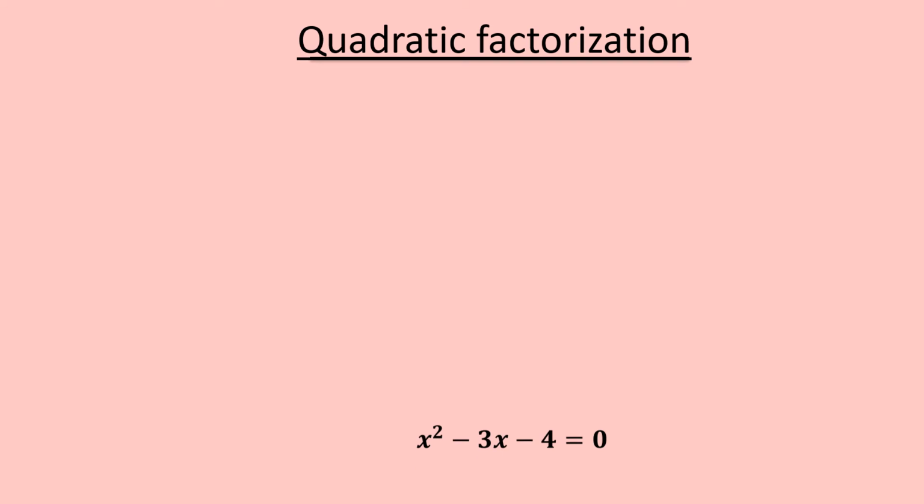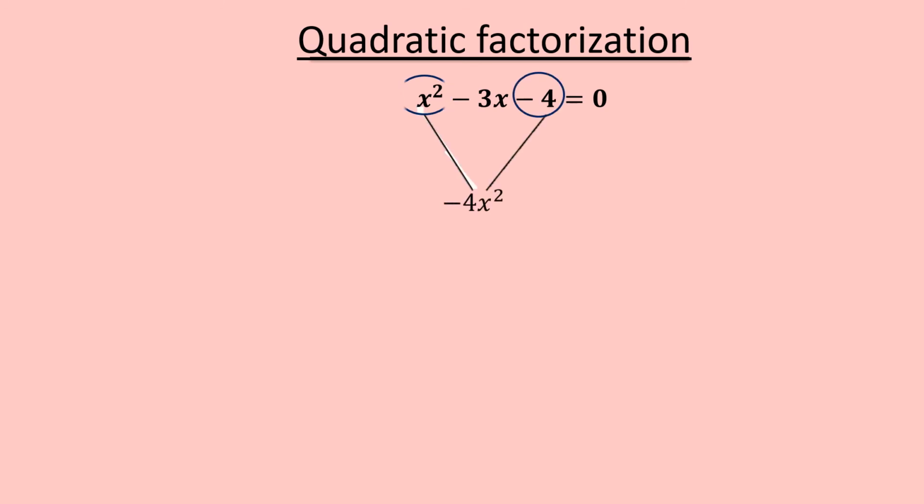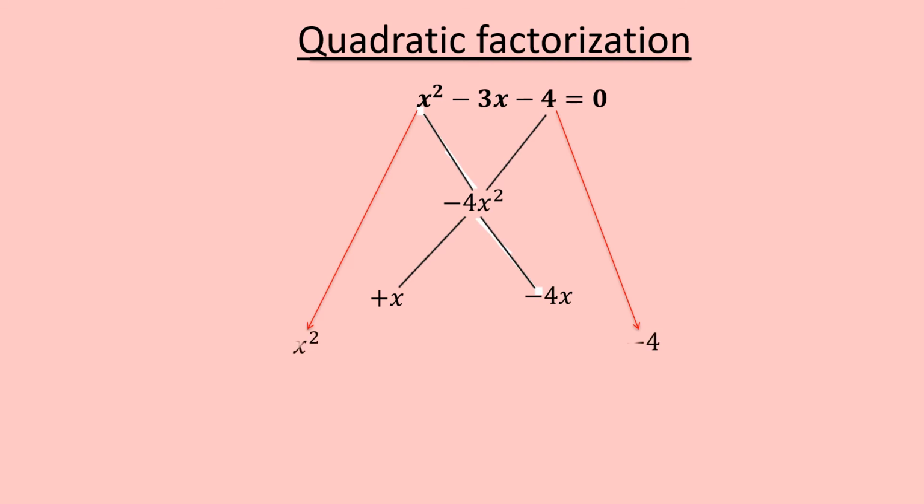Let's consider quadratic factorization for example. x squared minus 3x minus 4 equals 0. In this case, we multiply x squared with minus 4, and we arrive at minus 4x squared. Now we consider two factors. When we multiply, we get minus 4x squared. When we add up, we get minus 3x, and that will be plus x and minus 4x. Next, we put the x squared and the minus 4 beside our factors, and that will give us x squared plus x minus 4x minus 4 equals 0.